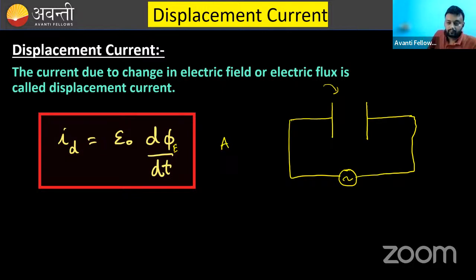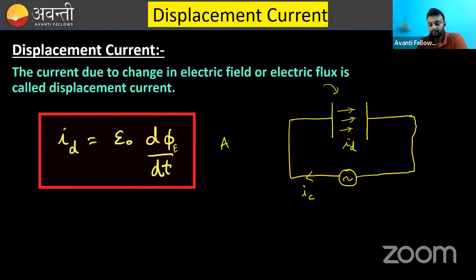Another thing that I will tell you is that it follows continuity. If you can see here, these are the wires. In the wires, there is conduction current. There is a current due to the conduction of free electrons. Between the plates of the capacitor, there are no wires. So the current in this portion is known as displacement current.